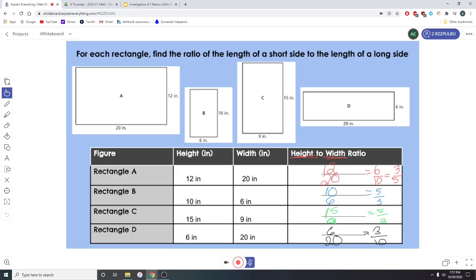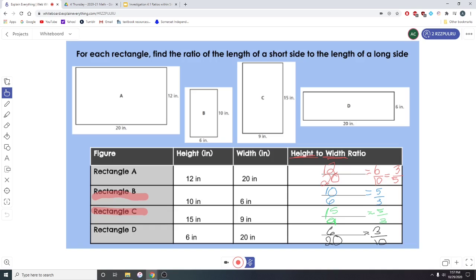So one thing I want you to notice is that rectangle B and C have the same ratio at the end. Because they have the same ratio at the end, these two here are similar. Now, let's go ahead and have a look at their rectangles.